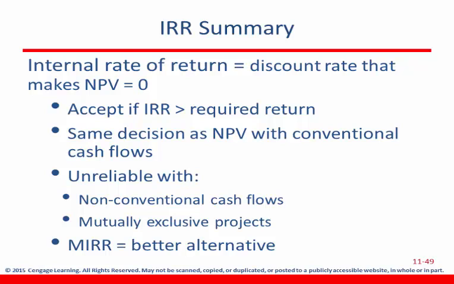You're going to obviously accept any project when the IRR is greater than the required return, and that makes sense because the required return is what you need and the IRR is what you're going to get. So if what you're going to get is greater than what you need, then bingo, you take it, right? Usually it's going to be the same decision as the NPV unless there are unconventional cash flows or you're dealing with mutually exclusive projects. And remember, in the case of unconventional cash flows, you can definitely use the MIRR.